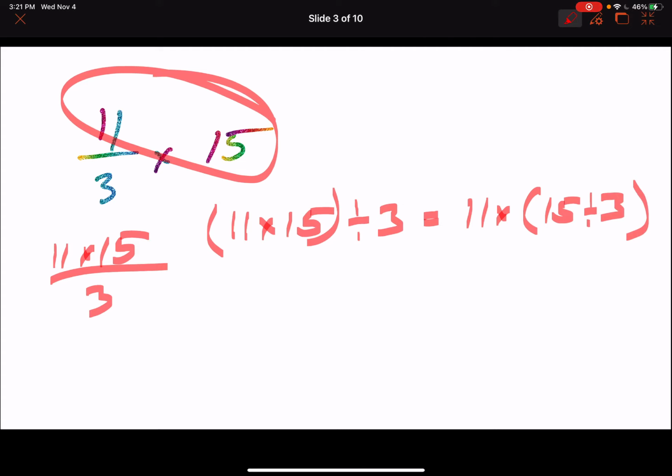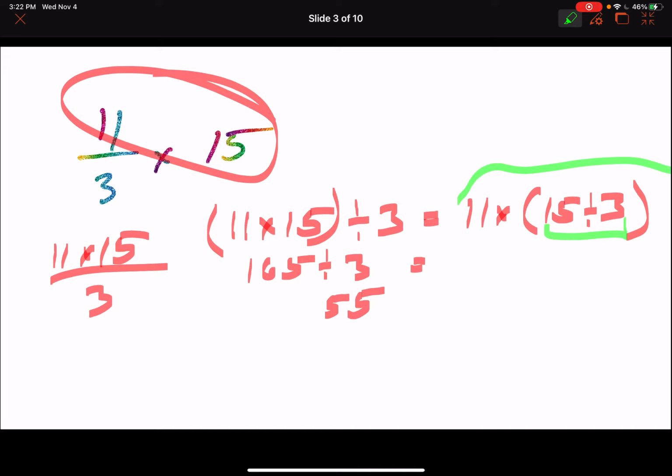Okay, pause the video. All right, welcome back. So 11 times 15, and obviously using my calculator here real fast, I have 165 divided by 3, and that is going to be equal to 55. Now, this side over here, I'm going to start with this in here, and notice I'm not going to use my calculator. So 15 divided by 3 is 5 times 11, and that is 55.